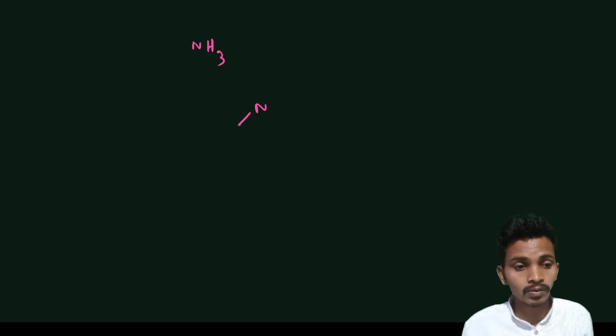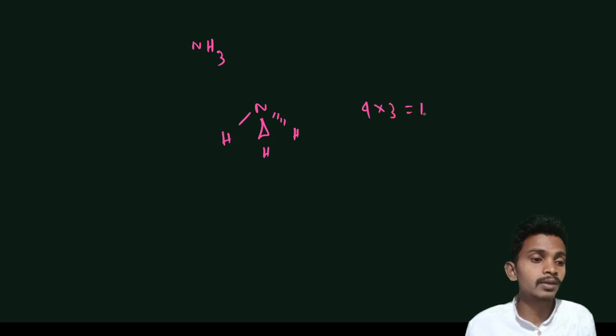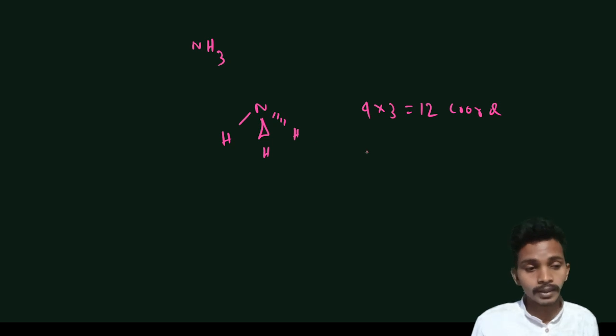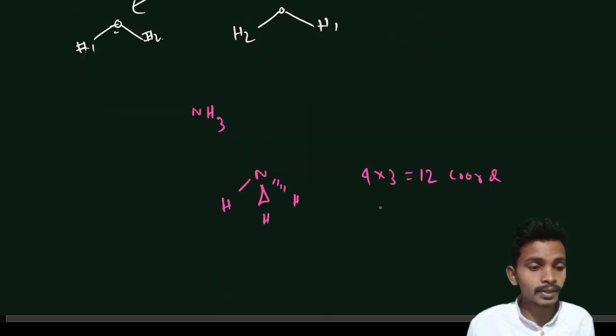Similarly, for NH3, the total number of atoms is 4, so 4 into 3 equals 12 coordinate systems. If you do the long method, it is very tough, so we will apply this shortcut. The point group for NH3 is C3v. So what are the symmetry elements?